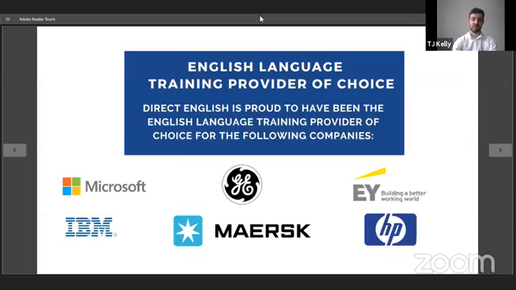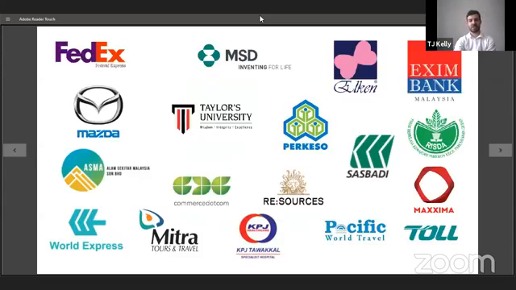So first of all, these are some of the companies that have benefited from the direct English training provided by Linguaphone Group. You can see Microsoft, we've got General Electric, EY, IBM, Maersk, and Hewlett Packard. I'm sure you recognize some of these brands, maybe have dealings with them or have associates who have worked with them in the past. And then specific to the DEILC, these are some of the companies who have benefited from our training programs and language workshops over the years to raise their English proficiency and the confidence in their employees.